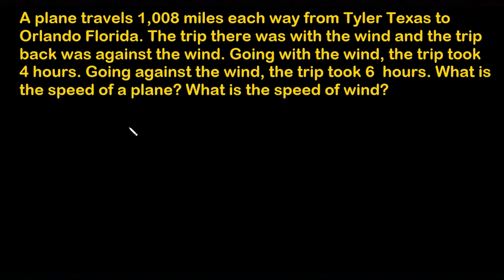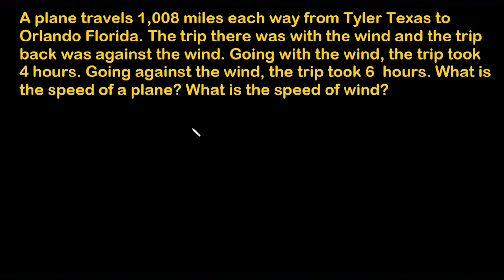Okay, so in this example here, we have what appears to be a complex problem. But when you go through the problem and you learn the steps on how to do this problem, it really isn't that bad. So let's go ahead and read the problem, and then we'll talk about how we're going to set this problem up. It says a plane travels 1,008 miles each way from Tyler, Texas to Orlando, Florida. Okay, so each way going there is going to be 1,008 miles, and then going back is going to be 1,008 miles.